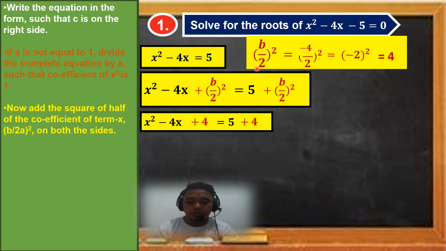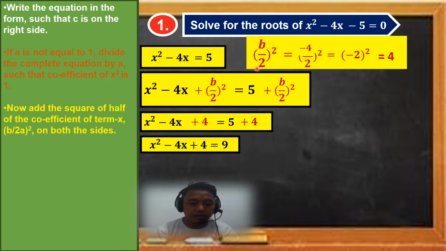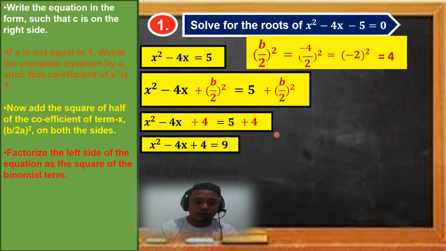Okay? So, what is the next step? Okay, so before the next step, add muna natin, of course, yung 5 plus 4. That is equal to 9. 5 plus 4 is equal to 9. And then the next step is we're going to factorize or factor the left side of the equation as the square of the binomial. Okay? So, etong x squared minus 4x plus 4 can be factored as a square of binomial.